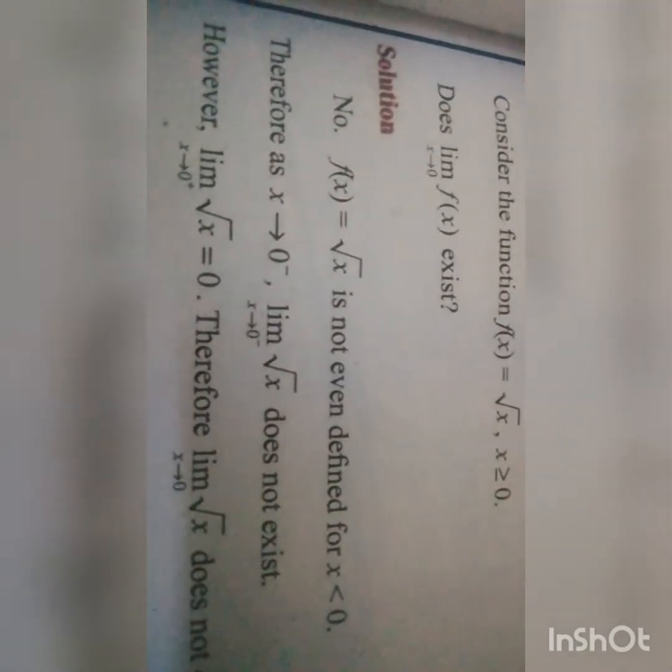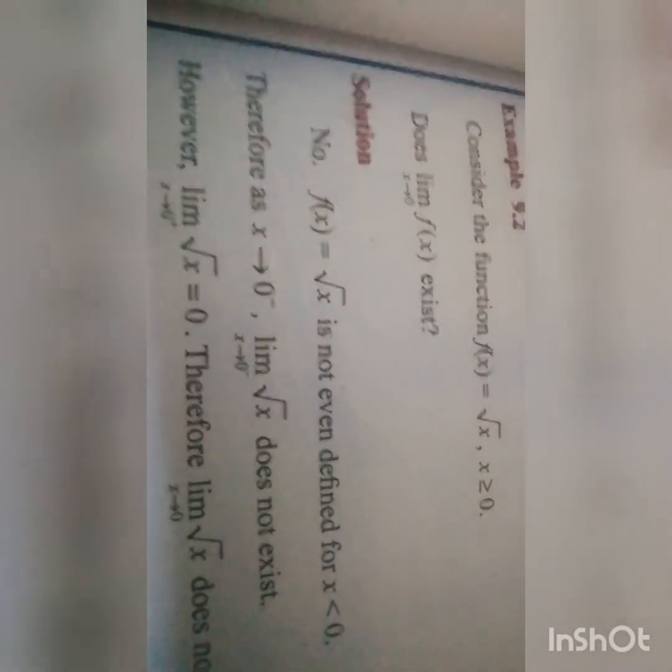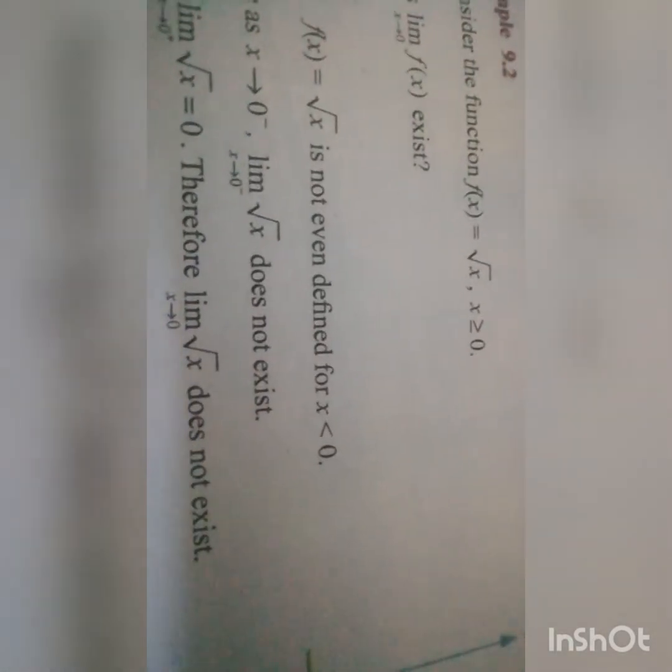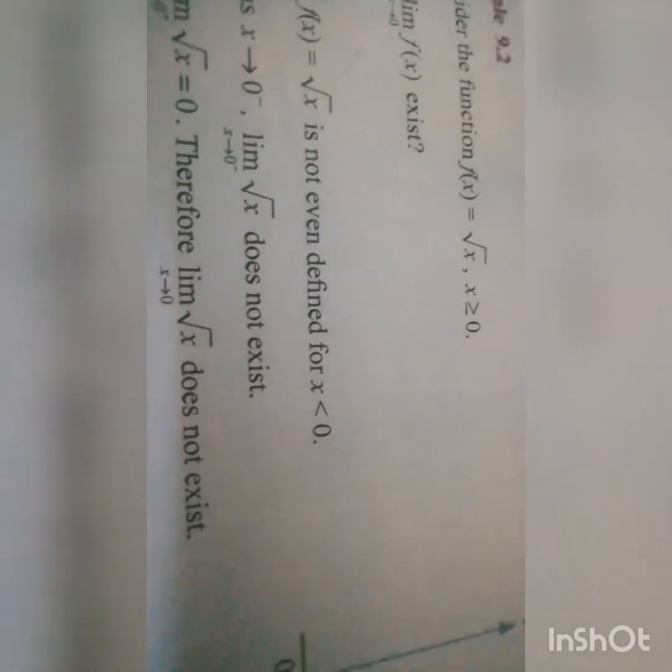But we can put x tends to 0 plus, where the plus power means it is a right-hand limit, which exists. That is, root of 0 equals 0, and the root of any positive value exists. Therefore, the limit as x tends to 0 does not exist. What is the reason? It does not exist on both sides, so it does not exist. Do you understand or not?